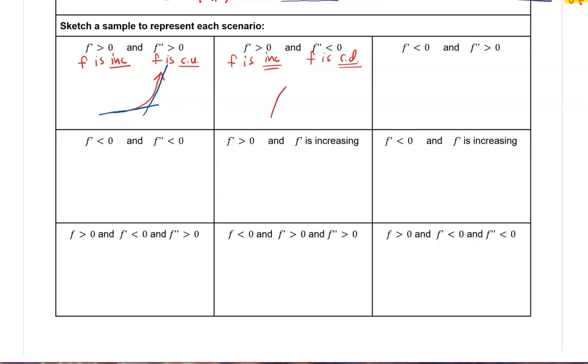So it would look something like this. And so the slopes are flattening out, if you will. So they're still positive slopes, but they're getting less positive, and it forms this concave down type of curve.